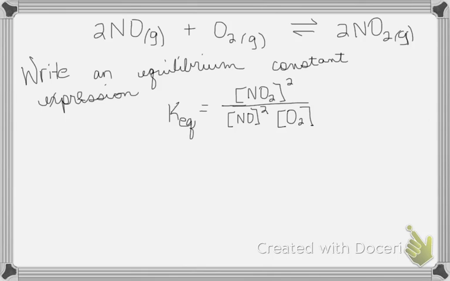Okay, I'm going to give you that the KC for this equation is 6.9 times 10 to the 5. Is that a big number? That's a pretty big number, isn't it? 6.9 times 10 to the 5.